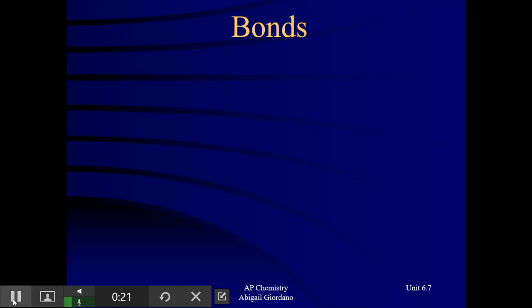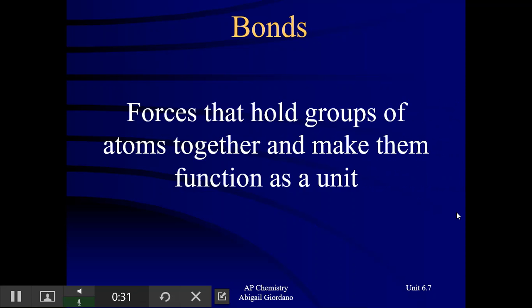So before we get to any of the calculations or even definitions, it is important, guys, that you understand what a chemical bond is. A chemical bond is not something that you can physically touch. A chemical bond is nothing more than a force that's existing between groups of atoms and making them function as a unit. So it's really important that you understand that a bond isn't something physical that we can touch. It's nothing more than a force.